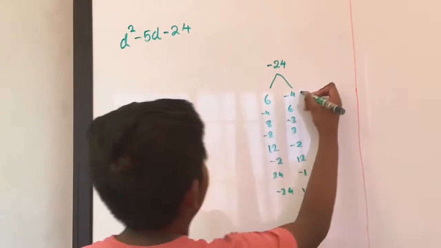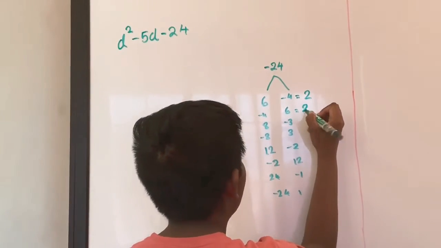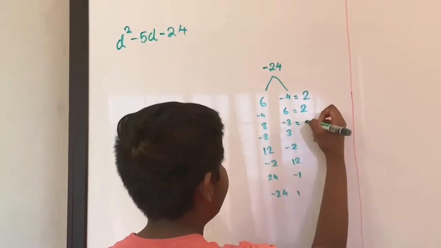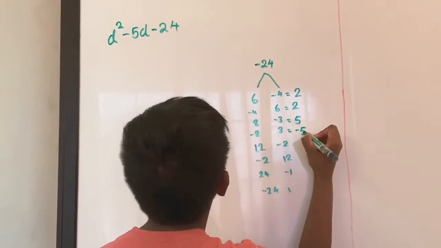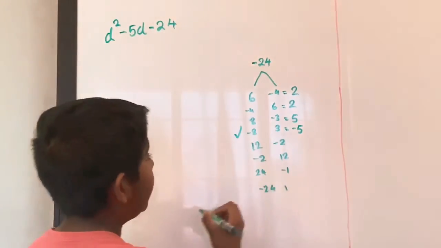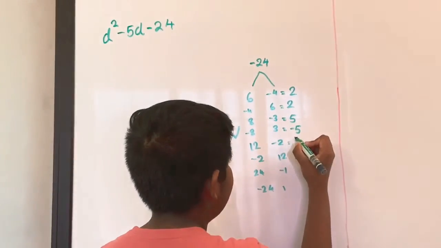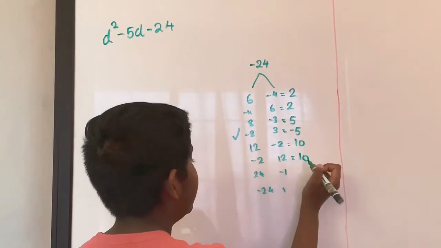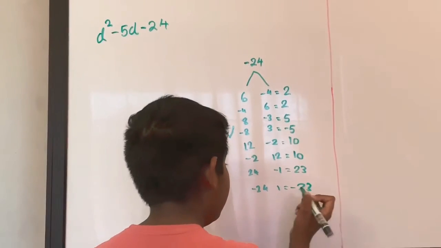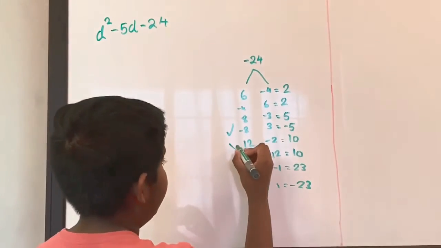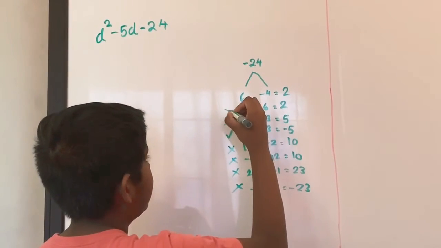So let's see. 6 plus negative 4 is 2. Negative 4 plus 6 is 2. 8 plus negative 3 is 5. Negative 8 plus 3 equals negative 5. Yes, this one works. Let's keep that for now. Let's see if any other ones. 12 plus negative 2 is 10. Negative 2 plus 12 is 10. 24 plus negative 1 is 23. Negative 24 plus 1 is negative 23. So we can't do anything else. So let's reject all of them except negative 8 and 3, because negative 8 and 3 is the only one that works.